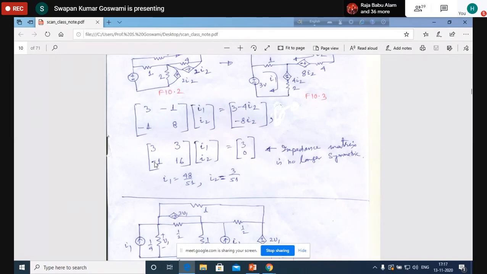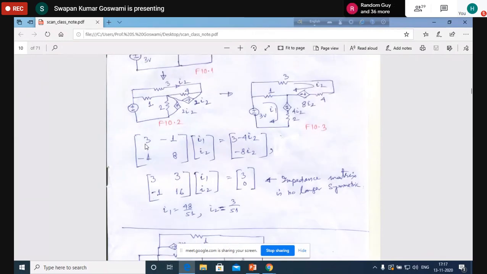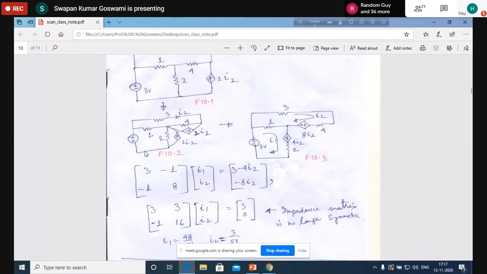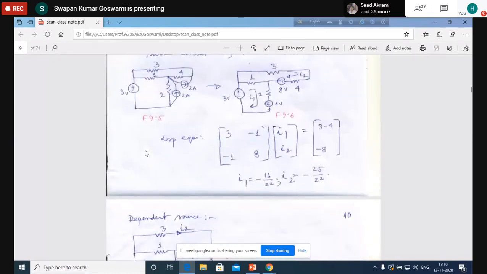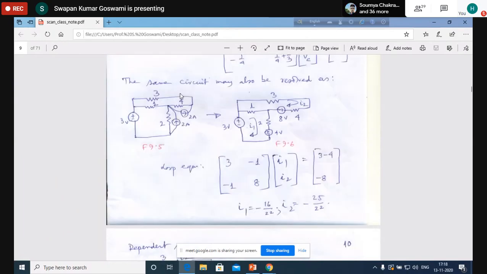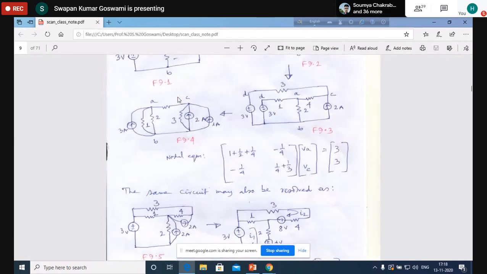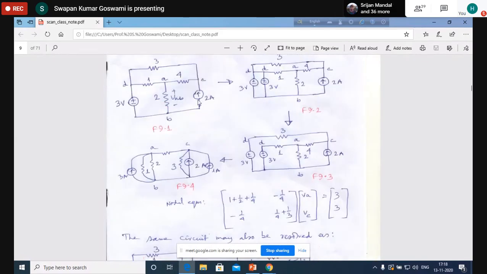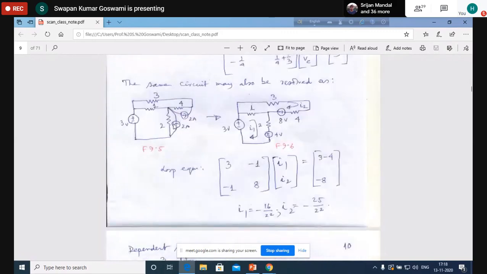Can you repeat the step from the upper matrix to the lower one? Yes. When we obtained this matrix, the source was an independent source. The same steps we have followed: from this current source, we converted into voltage sources and wrote the loop equation. Because of this, the circuit has been transformed into this form, and finally we have obtained this form.